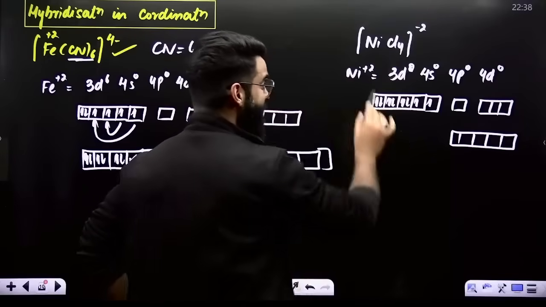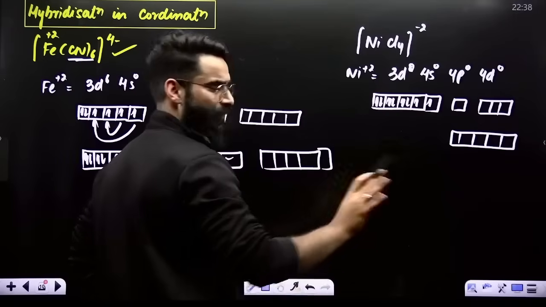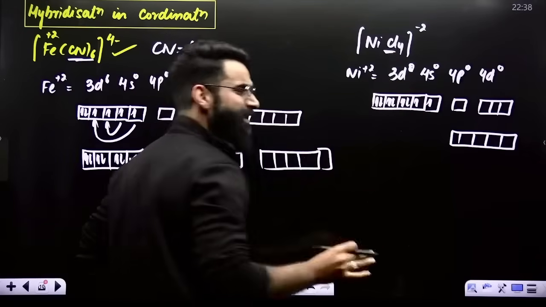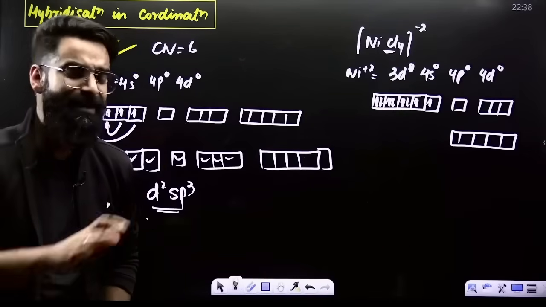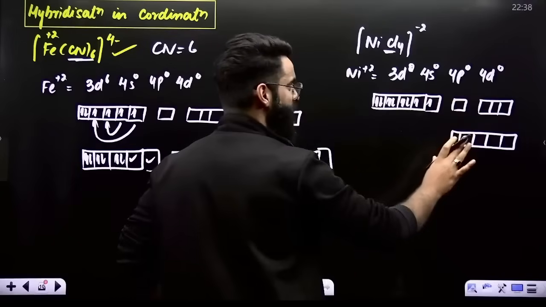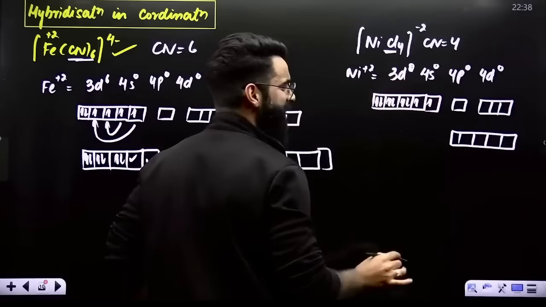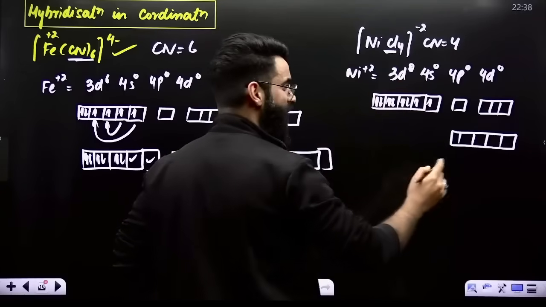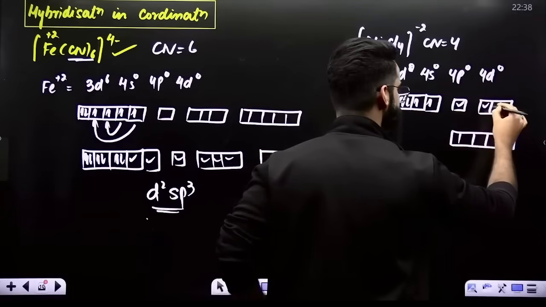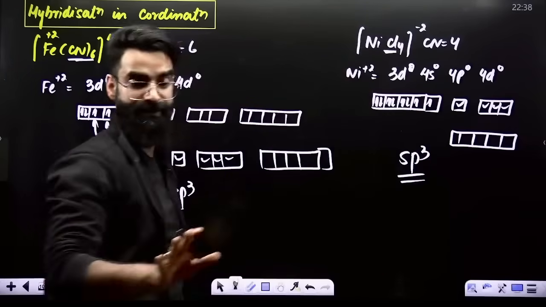Look at this particular one, NiCl4 dinegative. Nickel here is in the dipositive oxidation state, so its outermost configuration will be 3d8 4s0. Now this Cl negative is a weak field ligand. If it is a weak field ligand, it is not going to cause any sort of pairing. What is the coordination number here? The coordination number is 4. So this nickel dipositive has to arrange 4 vacant orbitals for hybridization. Those are going to be 1, 2, 3, and 4. So the hybridization involved is simply going to be sp3. Nothing more than this.